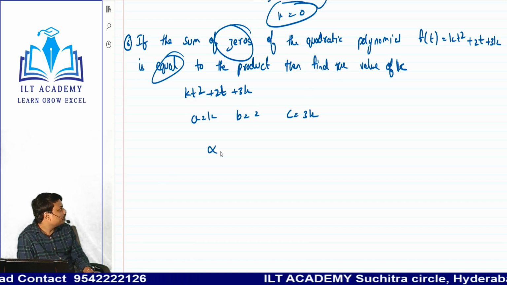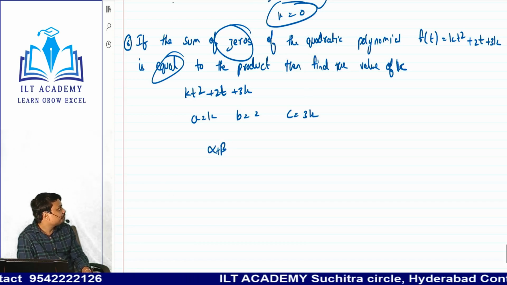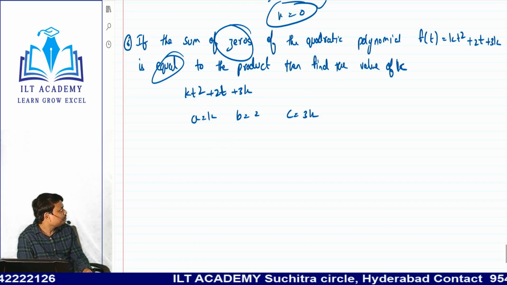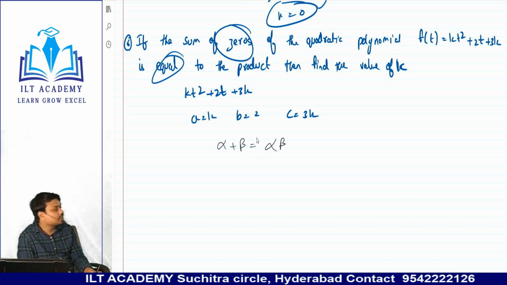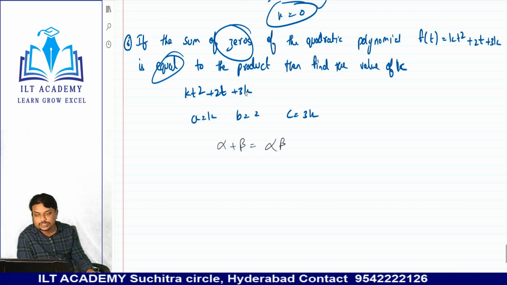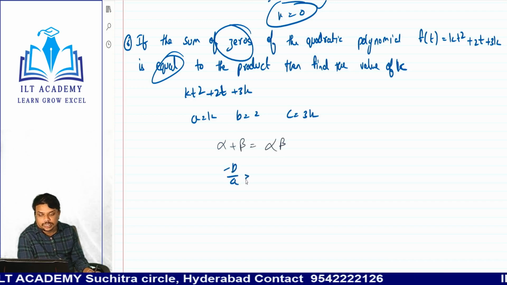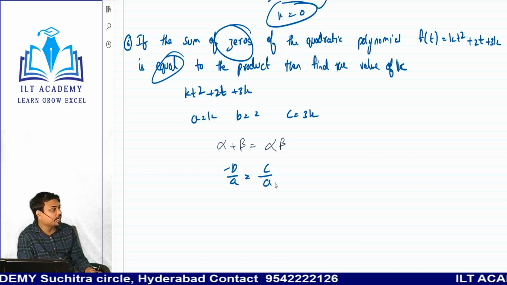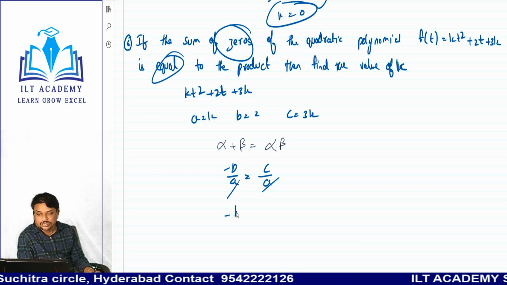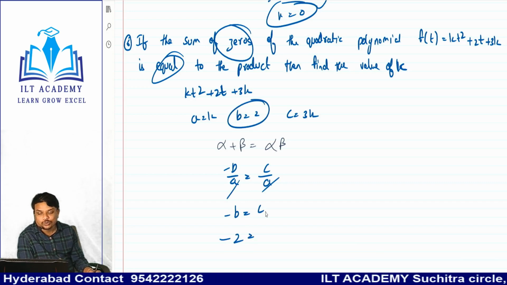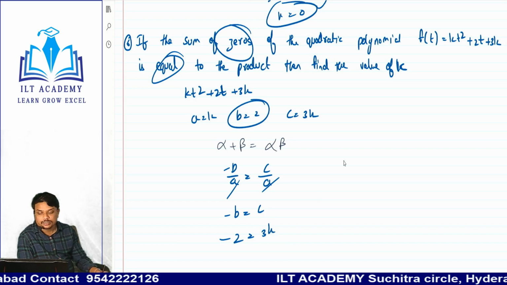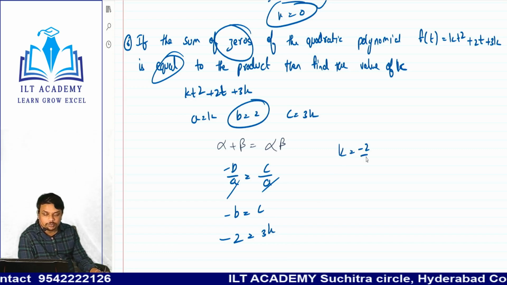Now what they are telling, alpha plus beta is equal to alpha beta. Sum of the zeros is equal to product of the zeros. What do you mean by this? Minus b by a is equal to c by a. So a cancels, which is minus b is equal to c. Minus b is minus of 2. c is 3k. So k is equal to minus 2 by 3. That's it.